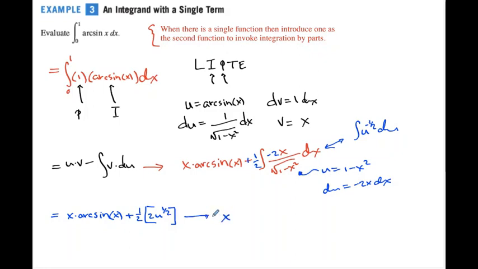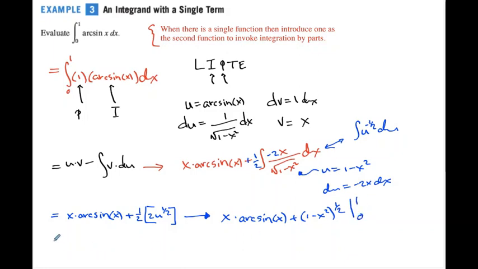So we have x times arc sine of x. And now we have plus. We see that the 1/2 and the 2 cancel. I'm going to replace u with what we said was equal to 1 minus x squared. We see u has a half power. I don't need my plus C because this is a definite integral, so I'll put my vertical bar with my bounds of integration.